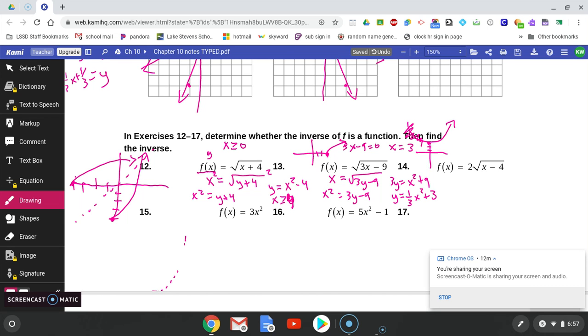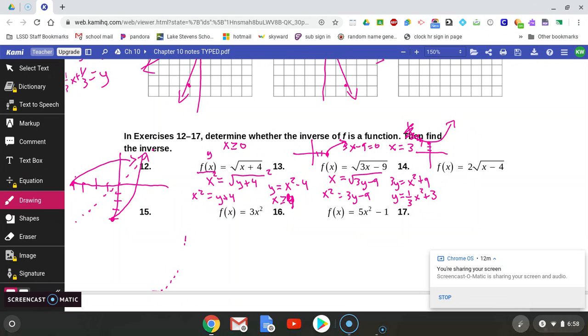So are the inverse of each of these going to be functions? Yes, they are. You can see they pass the vertical line test. You can think about the original graph, and if the original graph passes the horizontal line test, so my original graph was here, it passes the horizontal line test. My original graph is here, it passes the horizontal line test. So we know it is going to be a function that way as well.